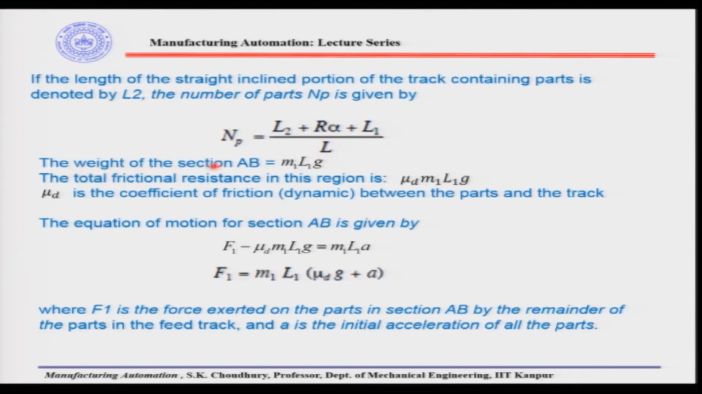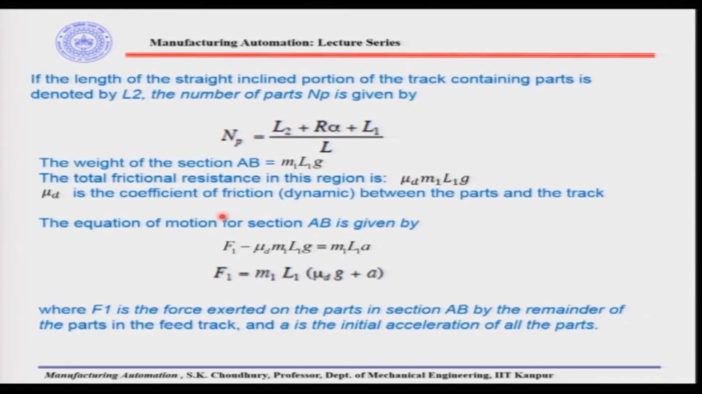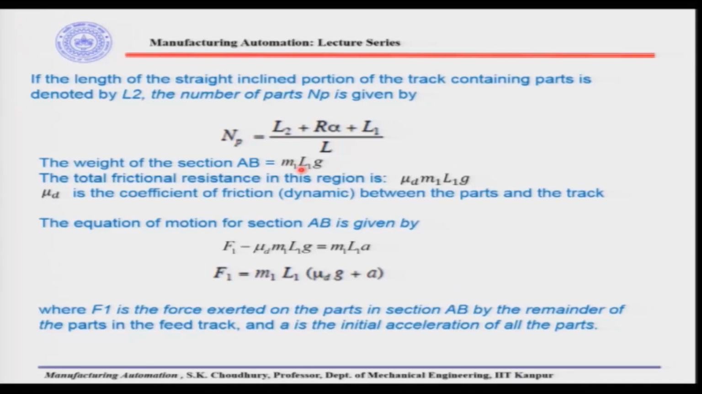Now, the weight of the section AB is equal to M1 L1 g. Here M1 is the mass of the feed track with the parts per unit length, and L1 is the length of the straight portion of the feed track, and g is the acceleration due to gravity. The total frictional resistance in this region will be mu d M1 L1 g.